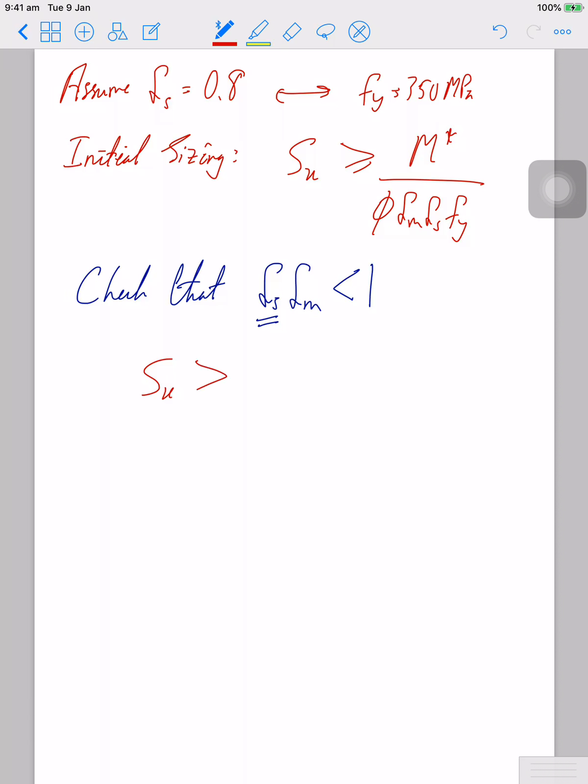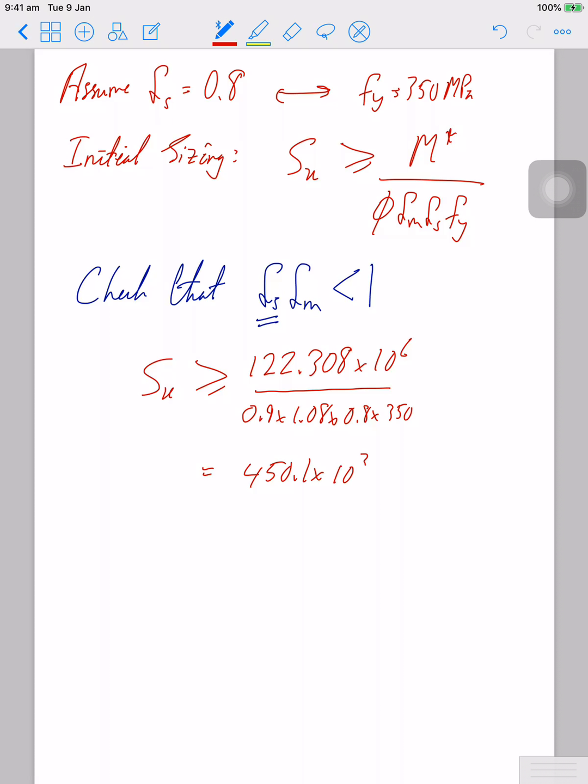So your Sx is actually going to be greater than or equal to 122.308 times 10 to the power 6 because we want Newton millimeters. Phi is 0.9, alpha m is 1.8, alpha s is 0.8, and then your yield stress is actually 350 because that's the given grade. So you get 450.1 times 10 to the power 3 millimeters cubed.